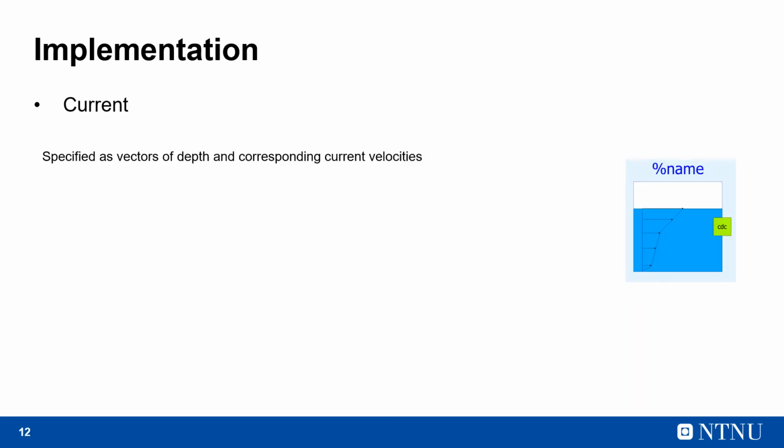As far as the component model for the depth varying current is concerned, we specify the vectors for depth and corresponding current velocities and make them available at the current data connector, from which the object component models may then make use of these vectors to interpolate for the current velocities at the required depth.